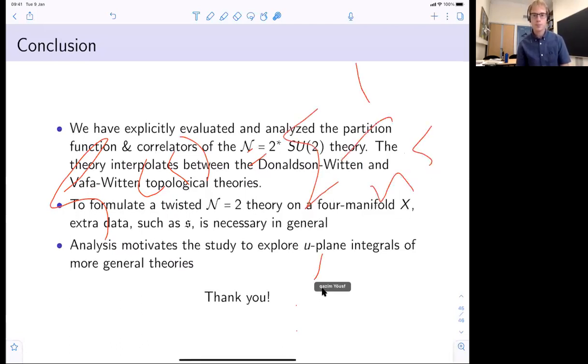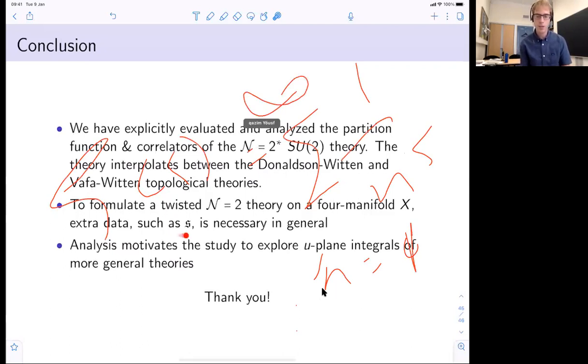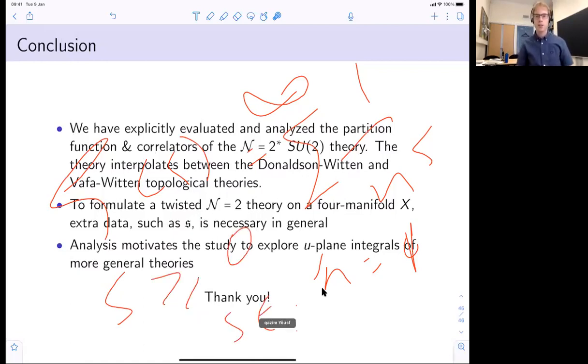And to formulate a twisted N=2* theory on a four-manifold, extra data such as the spin-C structure is necessary. That's one of the lessons we learn, and we would need it for other theories. And the analysis motivates the study and exploration of U-plane integrals of other theories, which is currently work in progress.